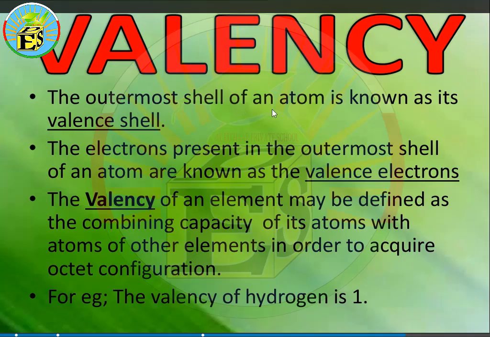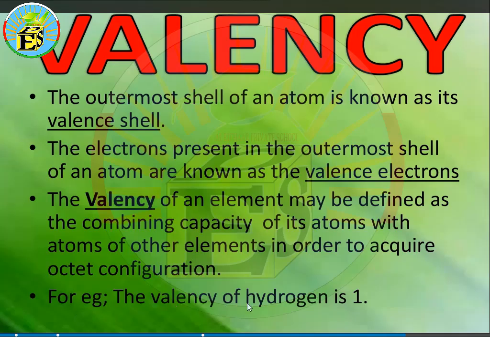Valence: the outermost shell of an atom is known as its valence shell. The electrons in the outermost shell of an atom are known as the valence electrons. The valency of an element may be defined as the combining capacity of its atom with atoms of other elements in order to achieve an octet configuration.